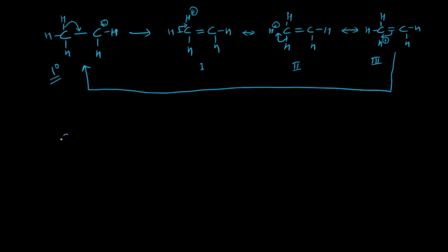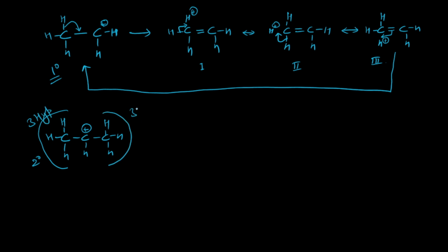So this is a primary carbocation. Likewise, if a secondary carbocation is there, suppose this one, and then carbon, here positive charge, here hydrogen, and here hydrogen, hydrogen and hydrogen. This is secondary. This side three hyperconjugating structures will form, and this side three hyperconjugating structures will form. So how many hyperconjugating structures in total? 6. But in primary, how many? Only 3. Likewise for tertiary, what will happen?